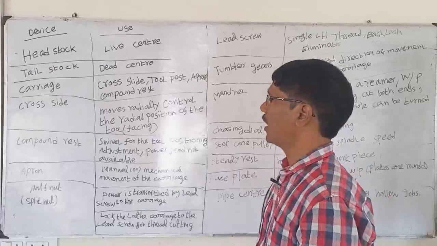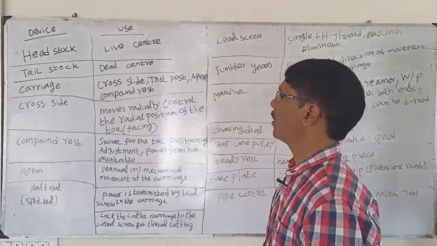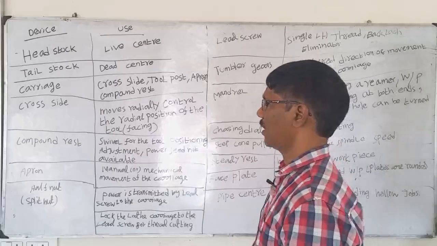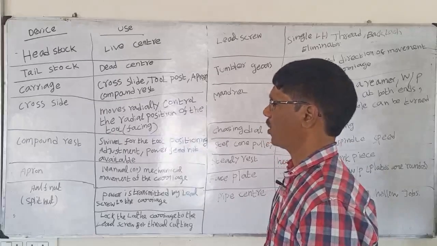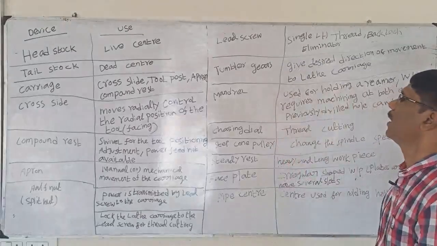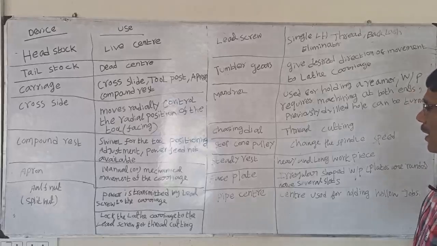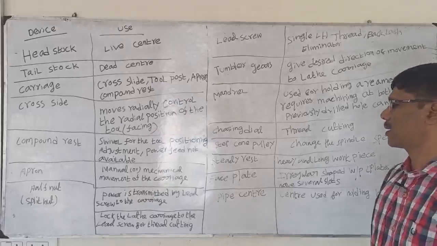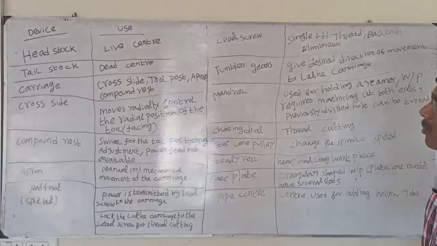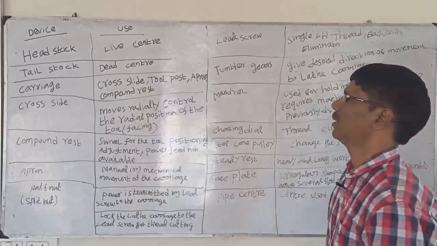We are going to see the different parts of the lathe. In the lathe, we have the headstock, tailstock, carriage, cross slide, compound rest, apron, half nut, also called a split nut, lead screw, tumbler gears, mandrel, chasing dial, step cone pulley, steady rest, face plate and pipe center. Among these parts, any one of the parts may be asked in the exam.